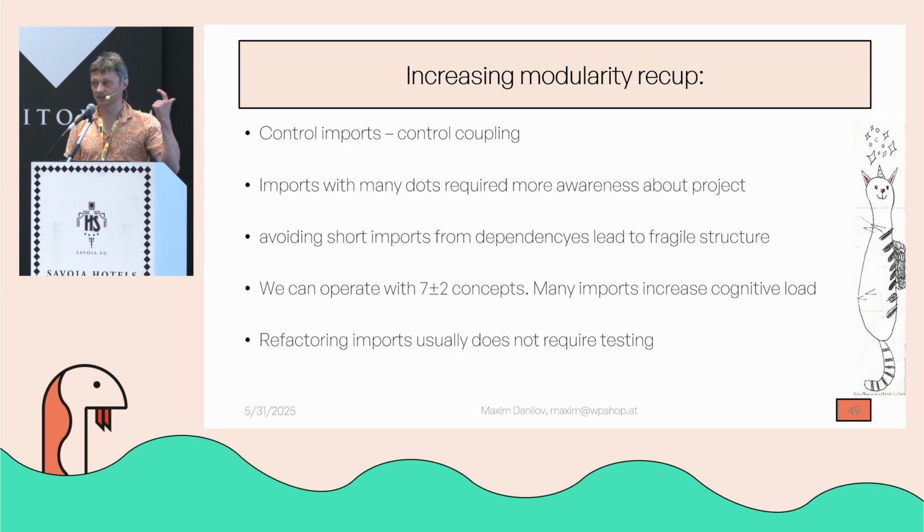Controlling imports is controlling coupling in your project. Imports with many dots require more awareness about the project, incredibly more. Avoiding short imports leads to a fragile structure of your project. We can operate only with a small count of objects in concept, and many imports increase cognitive load. And refactoring imports usually doesn't need to be tested. It means you can refactor it without any testing.